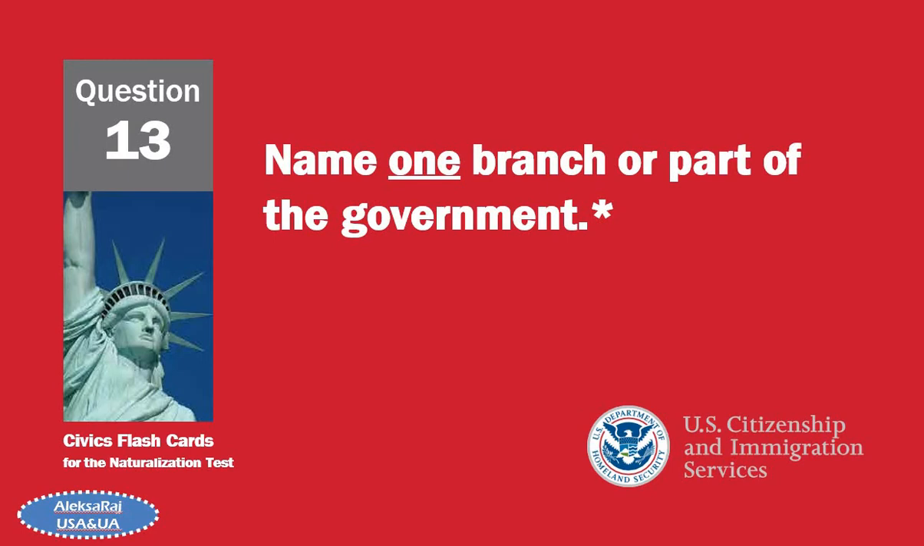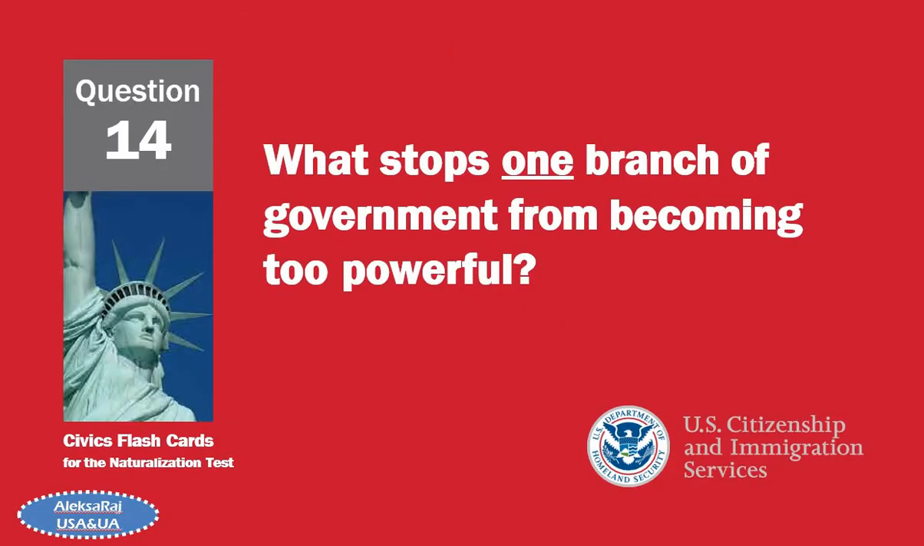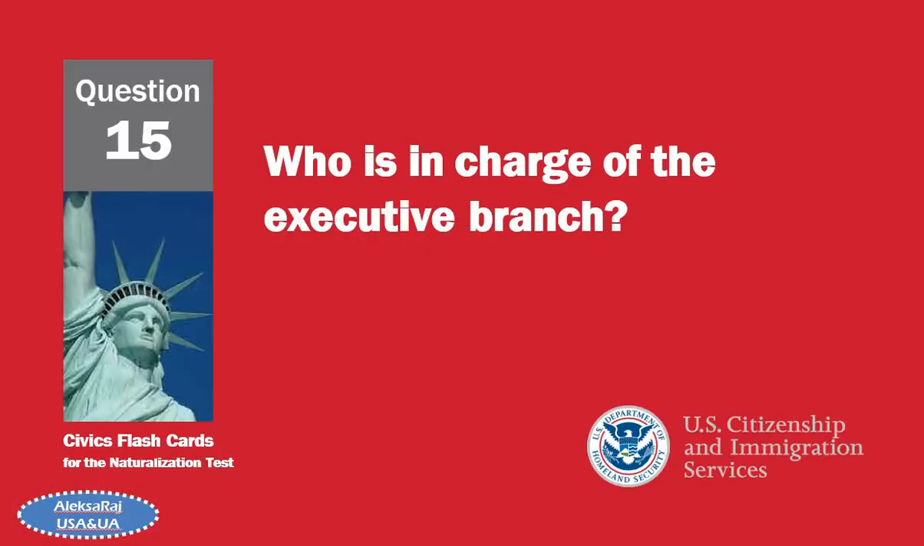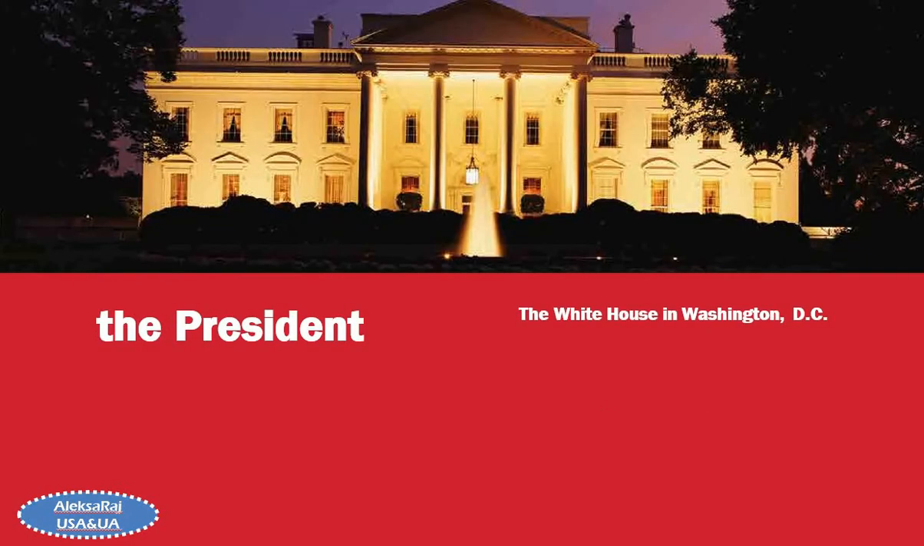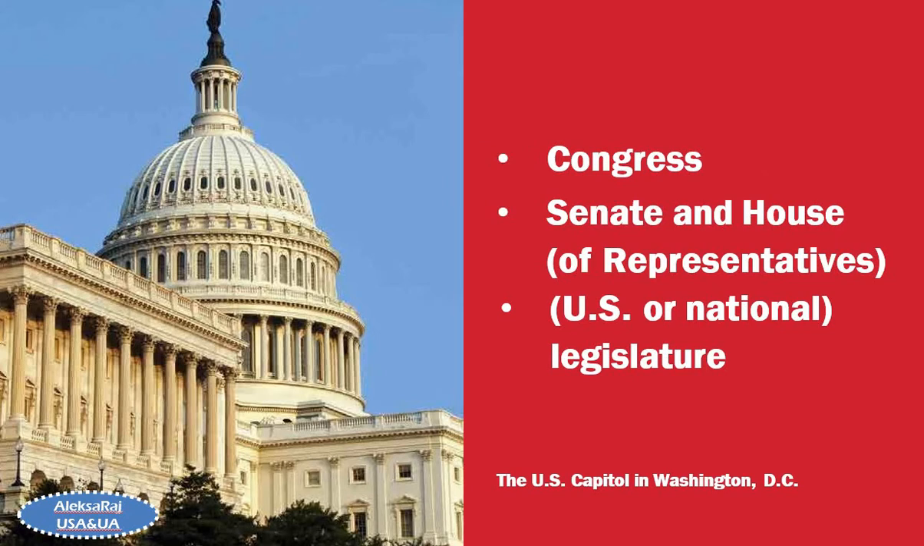Name one branch or part of the government. Congress, legislative, president, executive, the courts, judicial. What stops one branch of government from becoming too powerful? Checks and balances, separation of powers. Who is in charge of the executive branch? The President. Who makes federal laws? Congress, Senate and House of Representatives, U.S. or national legislature.